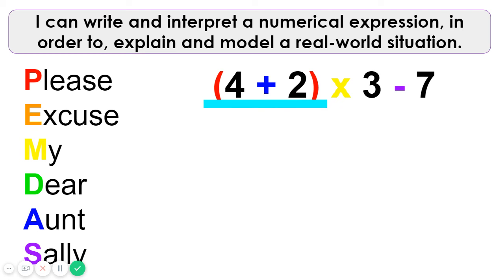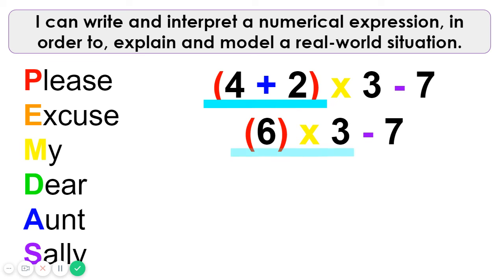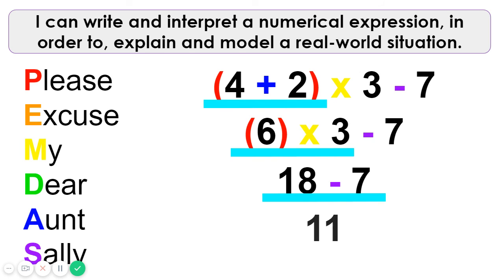So when I solve 4 plus 2, that's going to give me 6. I'm going to bring down my 6 and copy the rest of my problem because I still have to work it out. Now, moving from left to right, the next thing I come to is 6 times 3. So I multiply 6 times 3 to get 18 and bring down my minus 7. So I'm left with completing 18 minus 7, and that gives me 11.